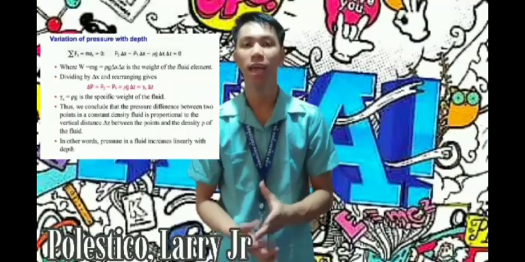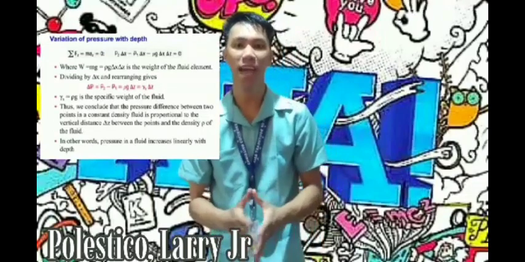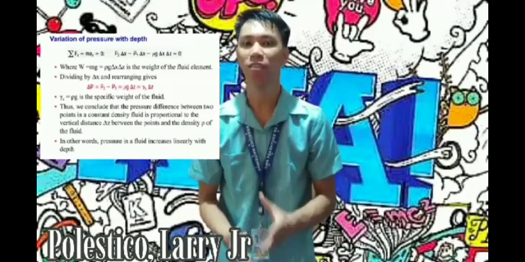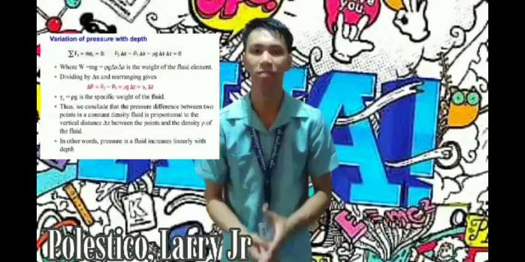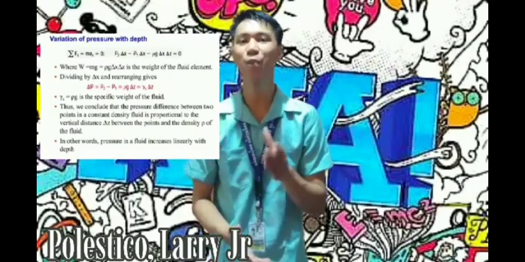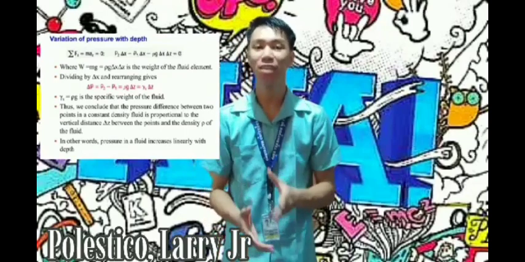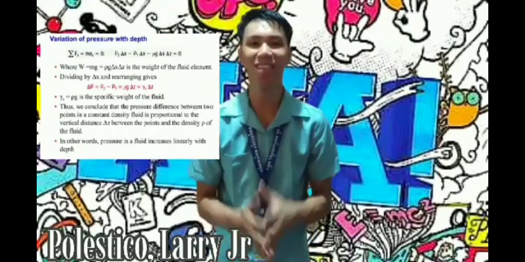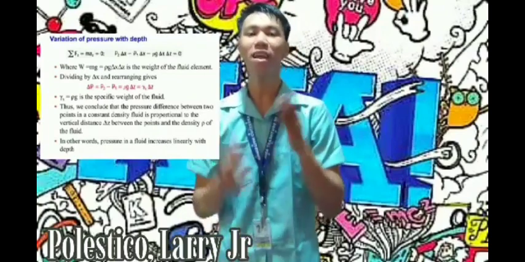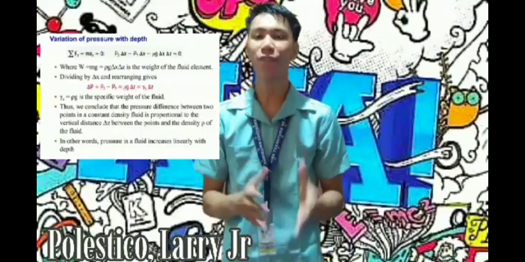Pressure 2 delta x minus pressure 1 delta x minus rho g delta x delta z is equal to 0, where weight is equal to mg, which is rho g delta x delta z, the weight of the fluid element. Dividing by delta x and rearranging gives delta P equals P2 minus P1 equals rho g delta z equals gamma s delta z. So gamma s, which is equal to rho g, is the specific weight of the fluid.